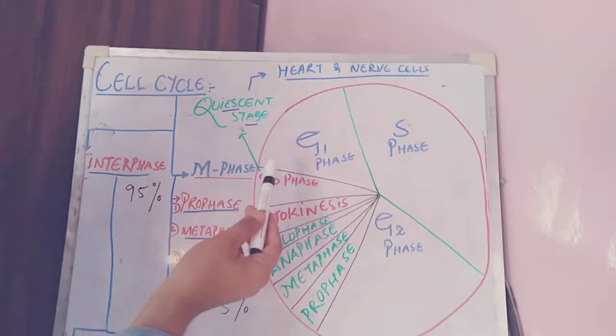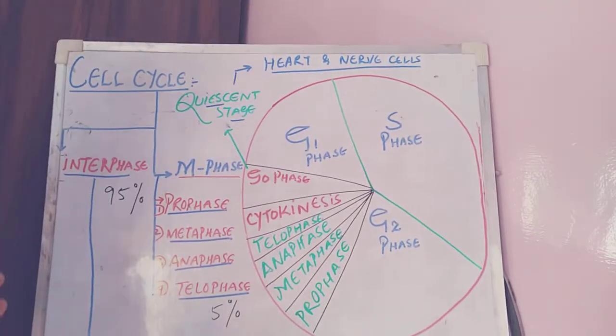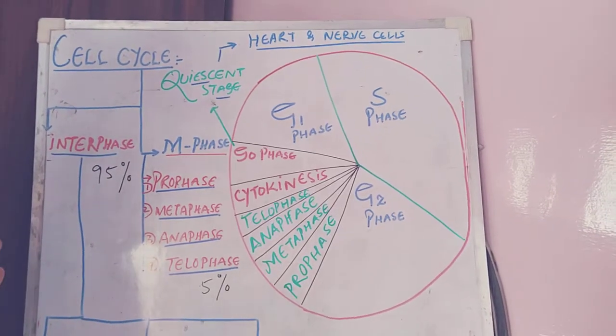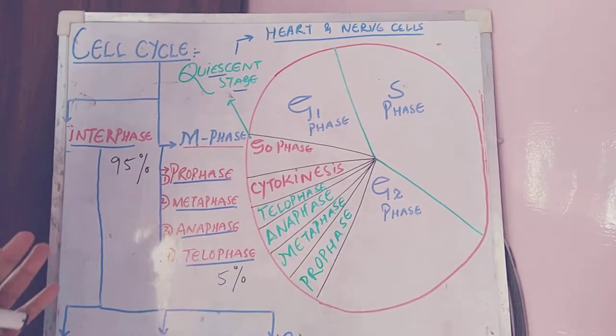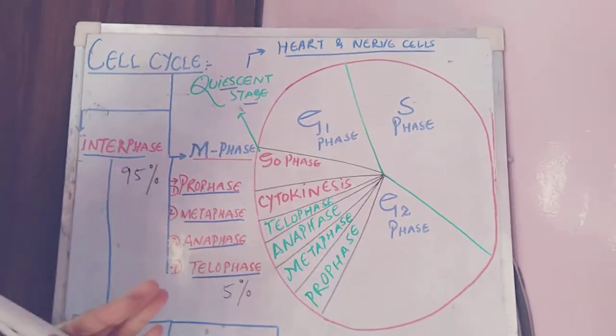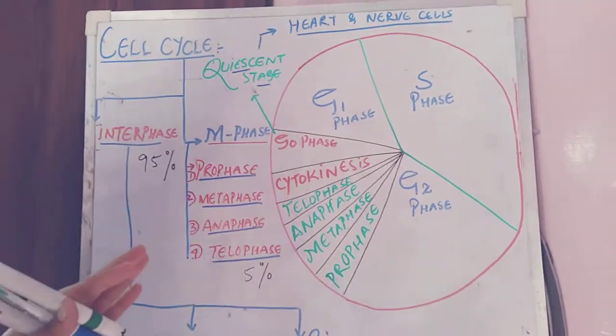Our today's topic is cell cycle. First of all, we'll discuss what is cell cycle. Cell cycle is basically a sequential series of events, or it is a chain of events in which the cell first prepares for the division and later on actually divides.